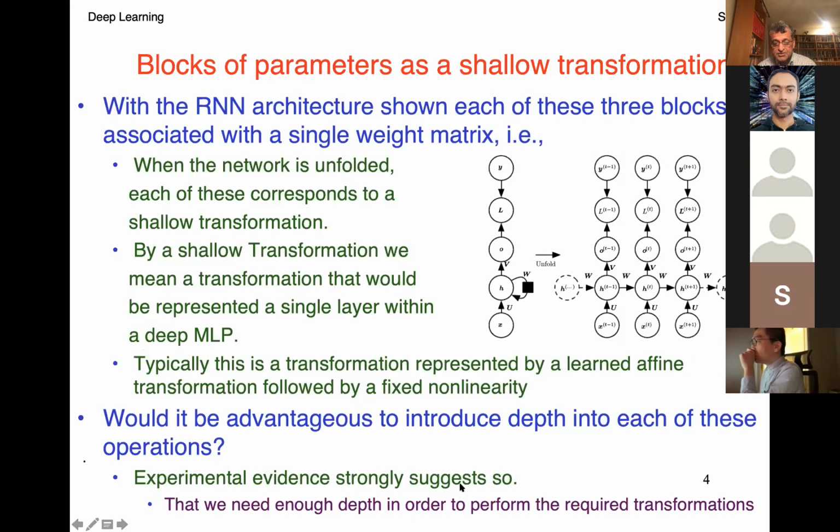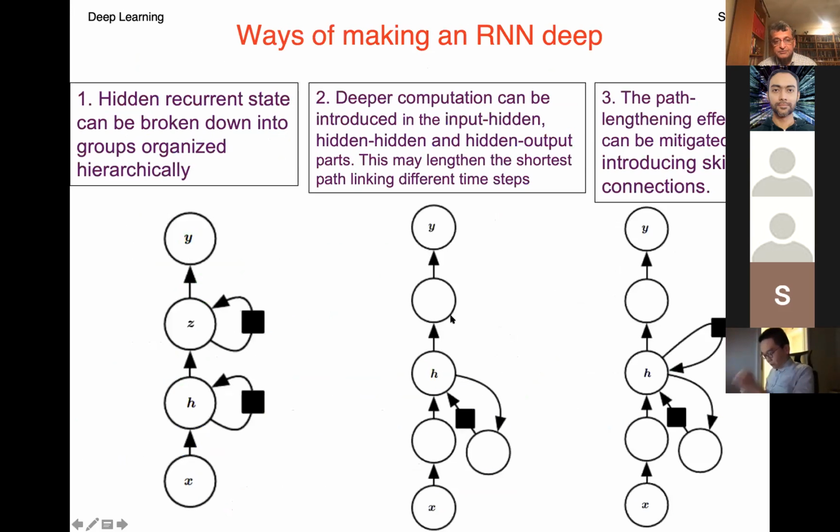Experimental evidence strongly suggests so, that we need enough depth in order to perform the required transformation. I have heard both sides of it, that apparently for language translation you don't need much depth, and you don't need several levels of hidden units, whereas maybe for image to captions you need that. But experimental evidence suggests that depth is good.